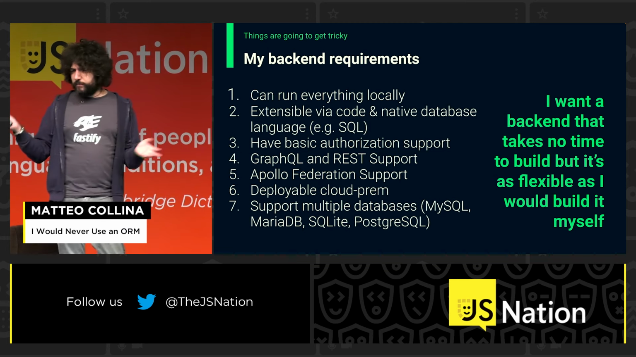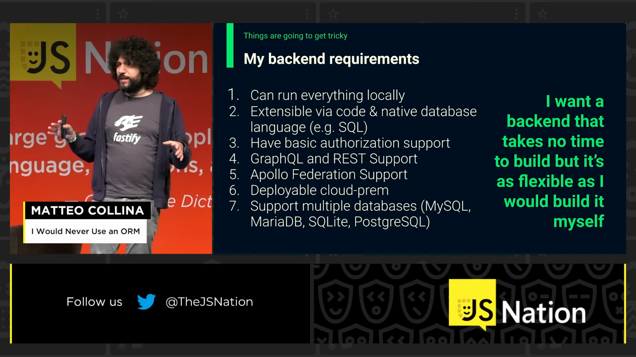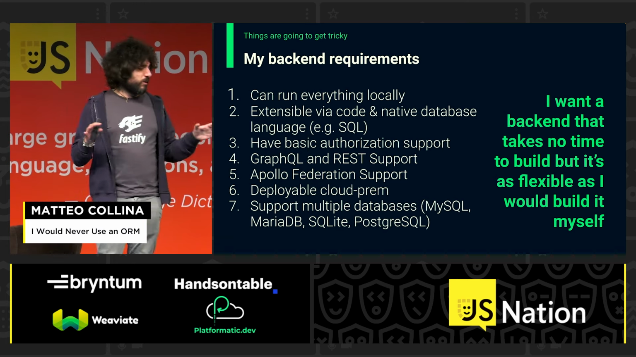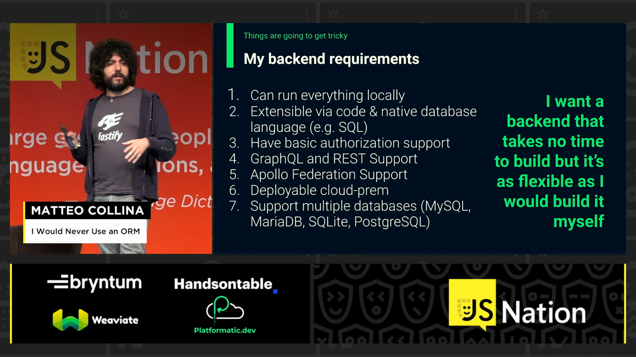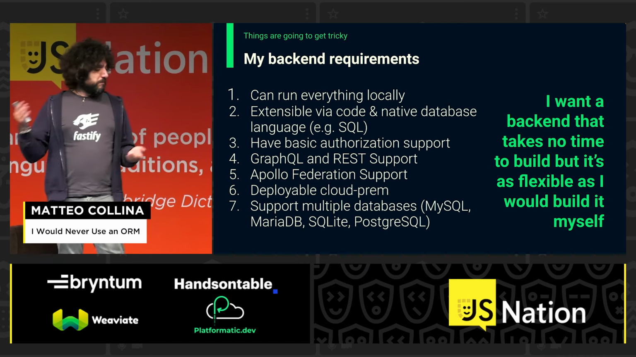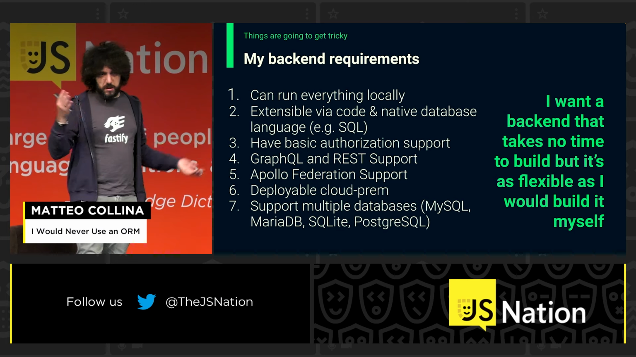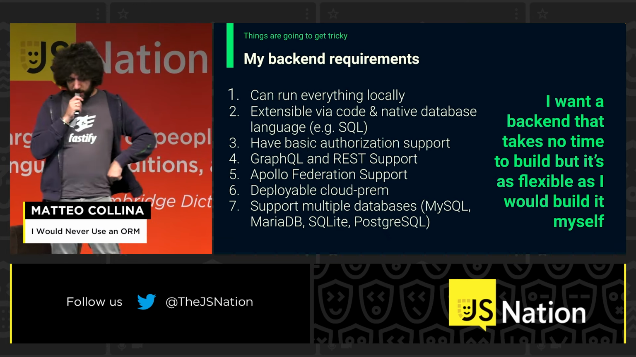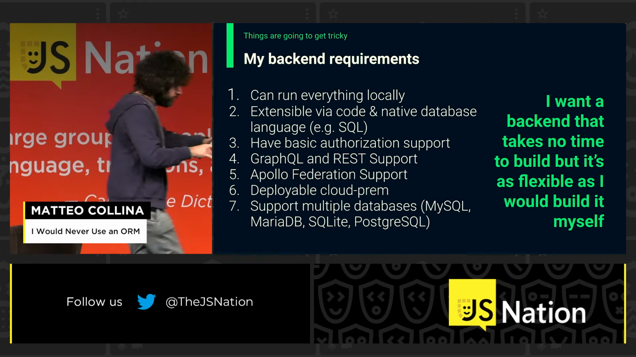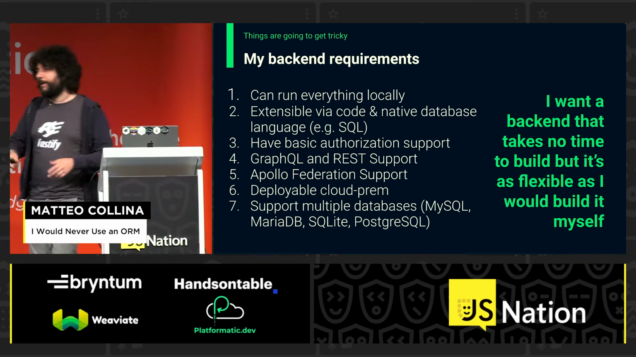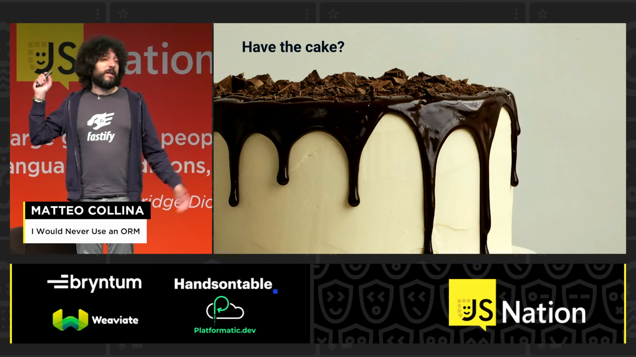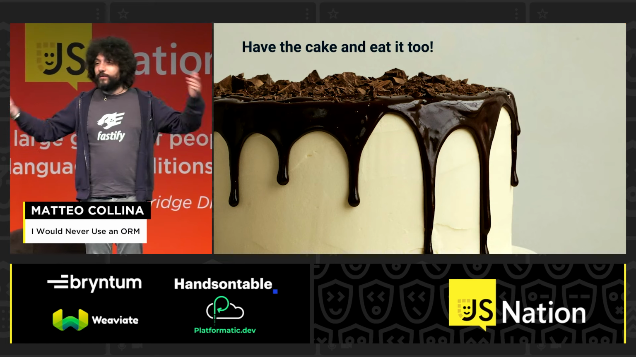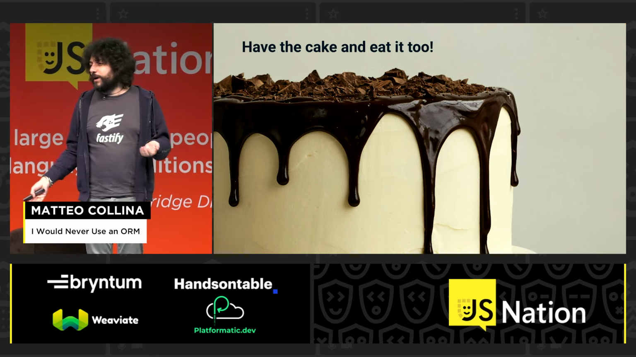using the custom APIs of the database. I want some basic authorization, because I don't know, coding authorization is actually super horrible. I don't know how many of you coded an authorization system. They are horrible. And I want GraphQL, REST support, maybe Apollo Federation, I don't know. I want to be able to deploy it where I want, and multiple databases. Okay. So I go back and code. Sorry, this was the talk. No, I'm joking. I typically want to have the cake and eat the cake at the same time. I want this backend done, but I don't want to write it.